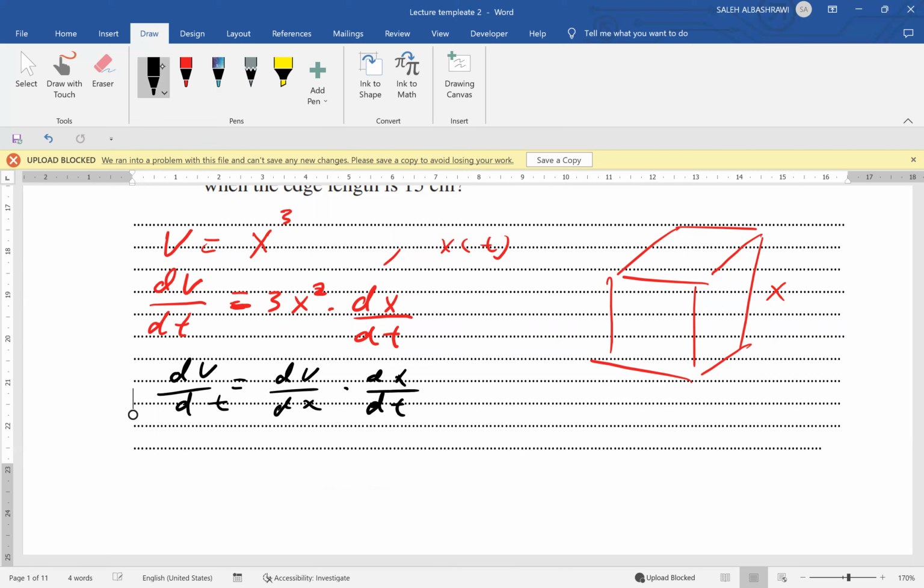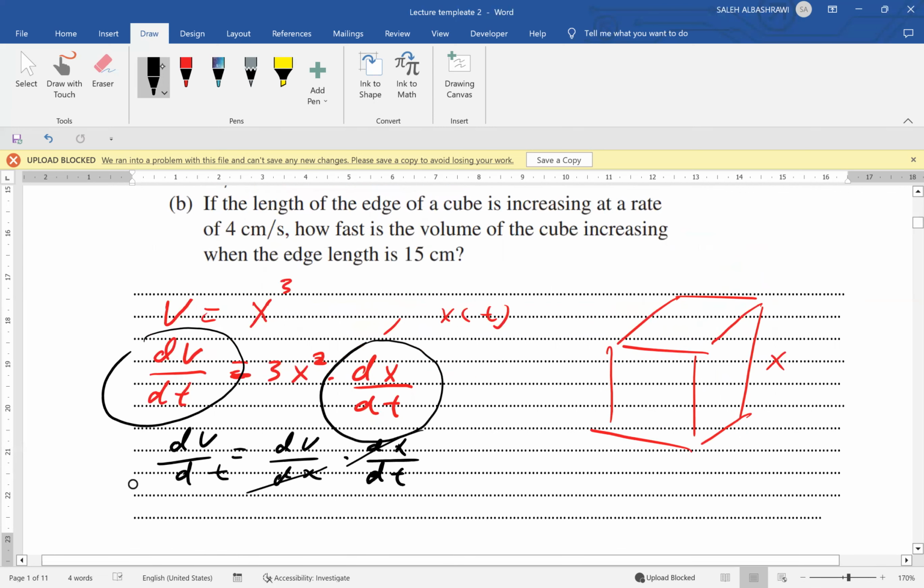So it's like we are multiplying two fractions, so if you cancel this one with this one, I will have dv by dt. It means that in the first step, I need to differentiate the function with respect to x, then multiply the derivative of the variable x with respect to t. So this is the idea of a related rate. We are expressing one quantity in terms of the rate of change of the second quantity, which is dx by dt.